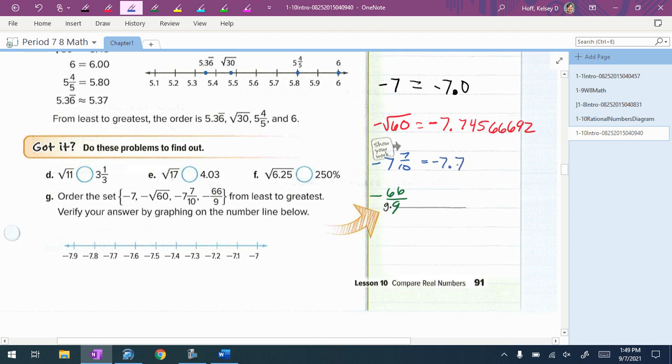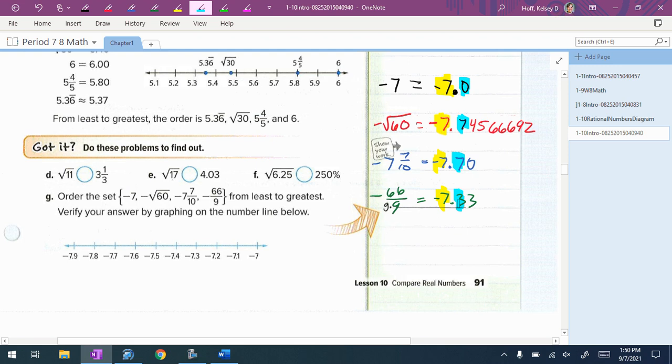-7.7. What technically comes after that 7? A 0, very good. And then -66/9 is -7.3 repeating. So we could add as many zeros as we need. Okay, so this one we got to stop and think about. Zach told us the smallest negative number actually has the largest digits. So first off, they all have a -7. Then we have a 0, a 7, a 7, and a 3.